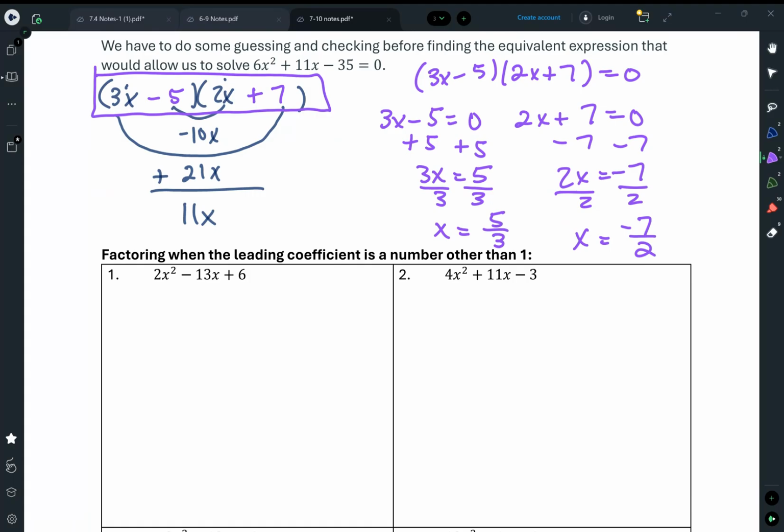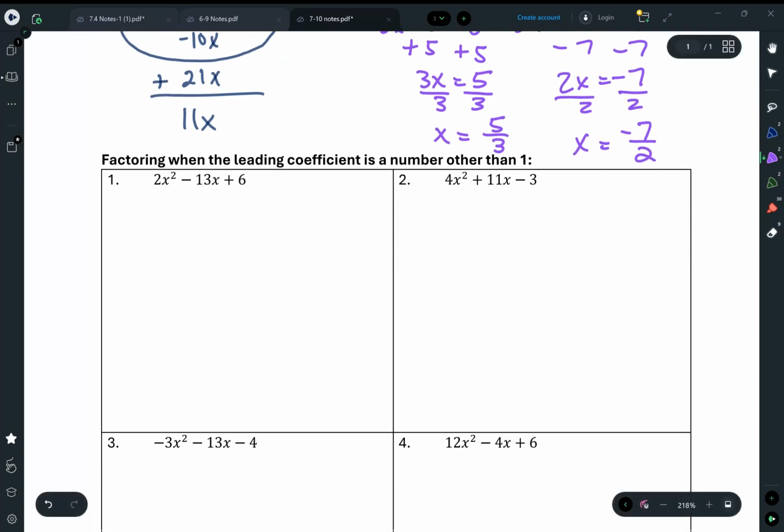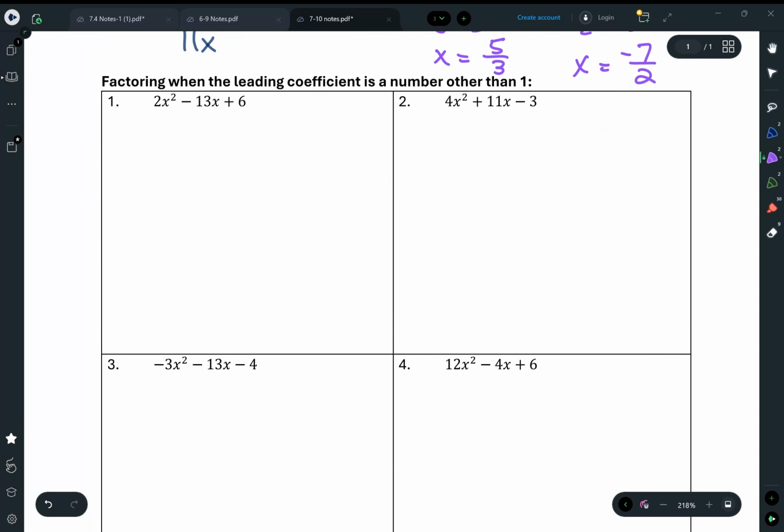The next four, we're not actually solving, we're just factoring. And the reason I can tell is because they're not equal to anything. So that's good. It's going to save us a little bit of time. And we might have to do some guessing and checking again. So let's go ahead and think about what multiplies to make a 2x squared.